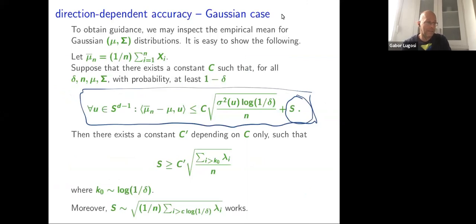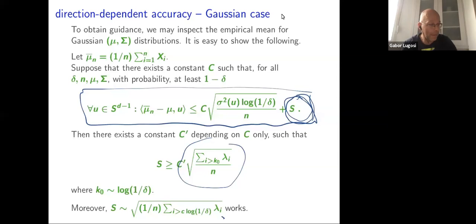Then it turns out that this S has to be at least something which is actually smaller than the trace, right? This is the sum of the eigenvalues, but only the smallest eigenvalues. We can chop off the first log one over delta. And in fact, this is realizable, right? For the empirical mean, you can actually improve this S to this sum. Okay? So instead of the trace, we can actually have an inequality that in each direction, we have this plus that.